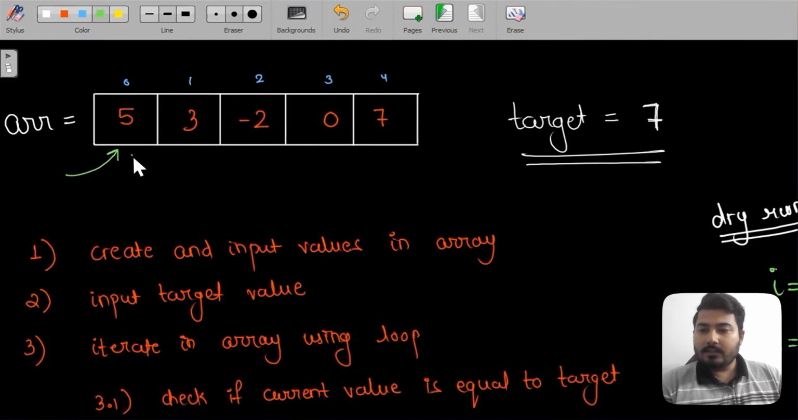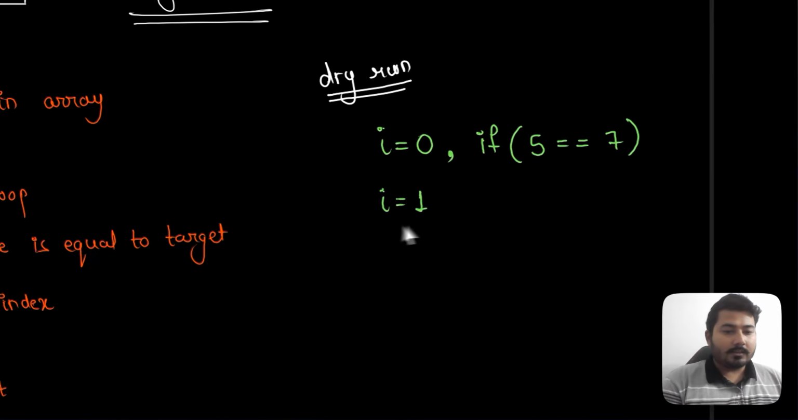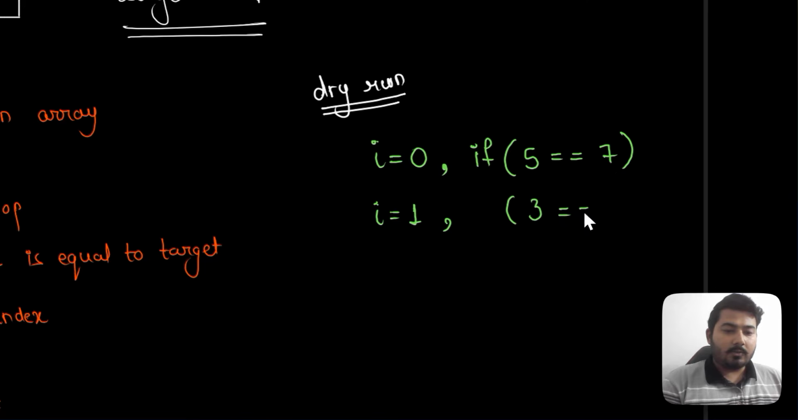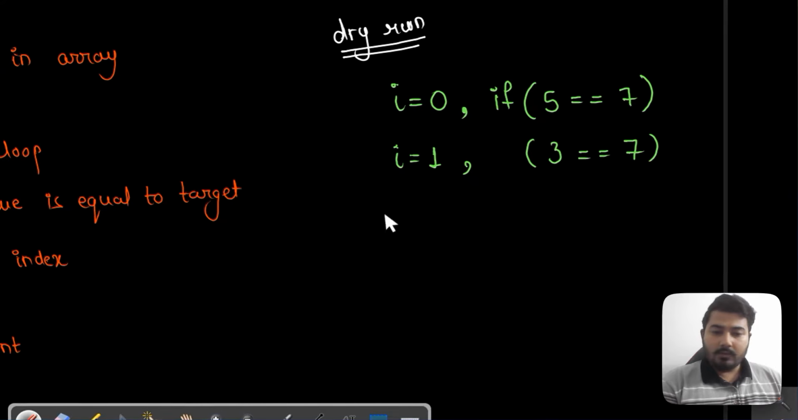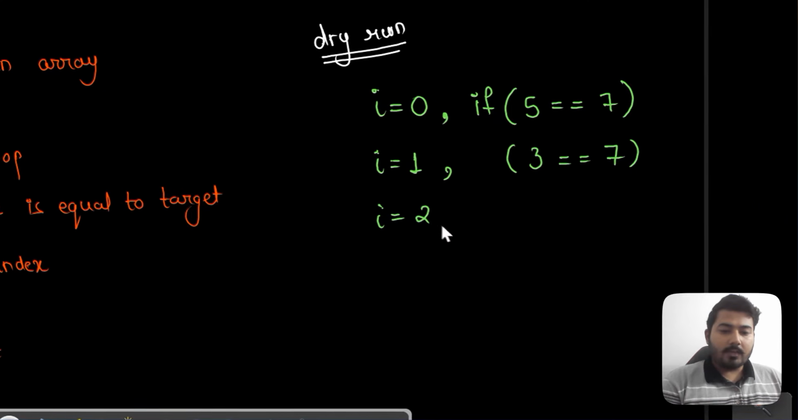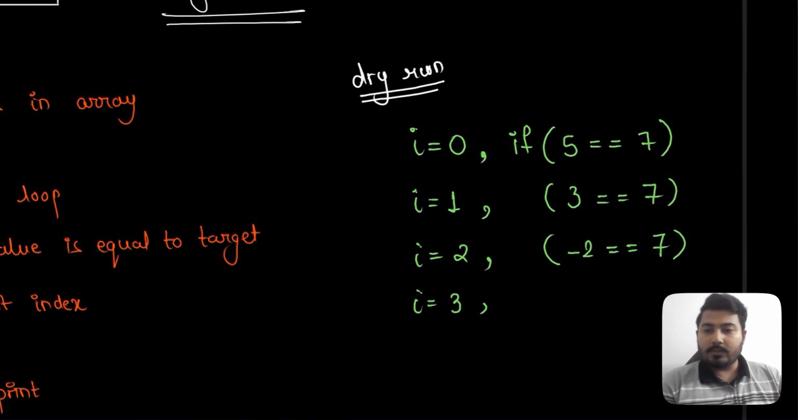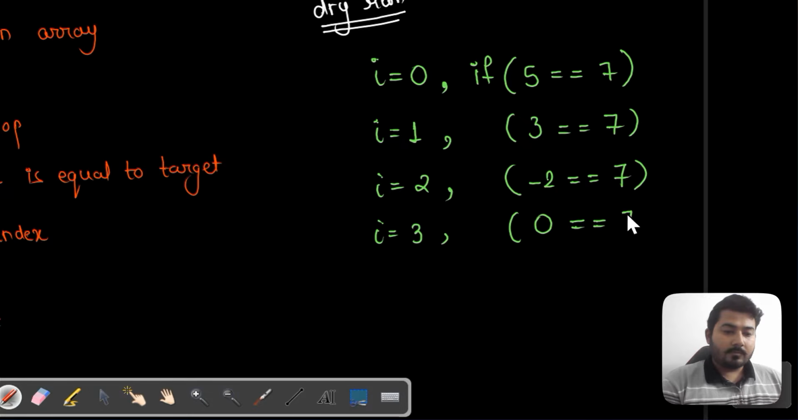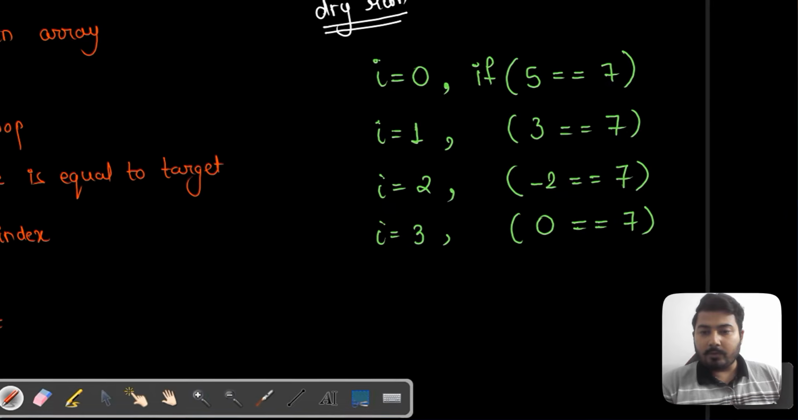Then you will move to the next index, I equal to 1. Here also you will check if your current value 3 is double equal to your target. No, it is not. You will keep on going. Then you will move to the next index, I equal to 2. You will check right here, is this current value equal to your target 7? No, it is not. You will simply keep on going. I equal to 3. You move to the next index. Is this current value equal to your target? No, it is not. You will keep on going.